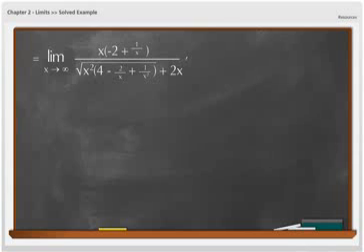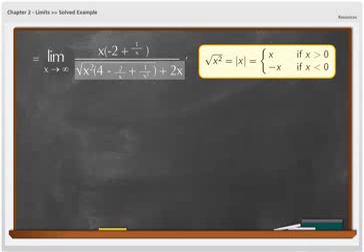Well, you could think about taking a common factor from the numerator and the denominator. So in the numerator, you are going to take x as a common factor, so it is going to be multiplied by minus 2 plus 1 over x. And in the denominator, inside the square root, you have x squared.